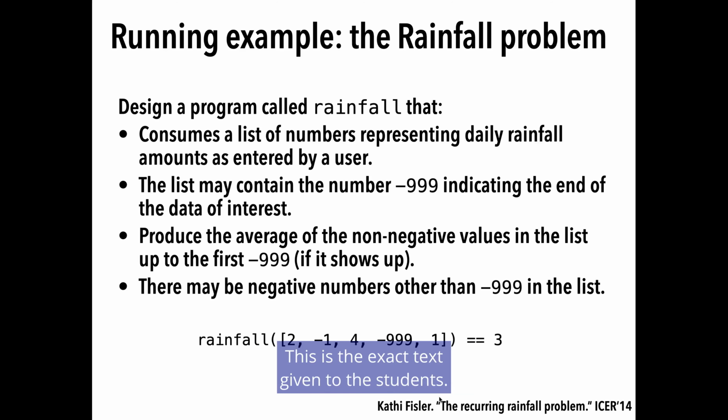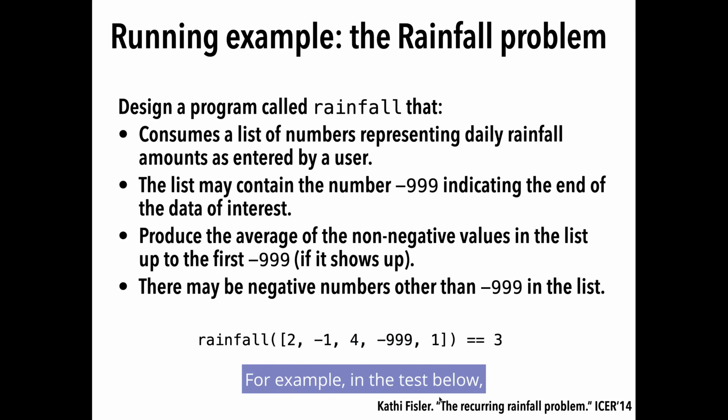This is the exact text given to the students. They are to design a program called rainfall that takes a list of numbers, and the goal is to average all the positive numbers before a sentinel. For example, in the test below, the numbers 2, -1, and 4 are before 999, and only 2 and 4 are positive, so the average is 3.